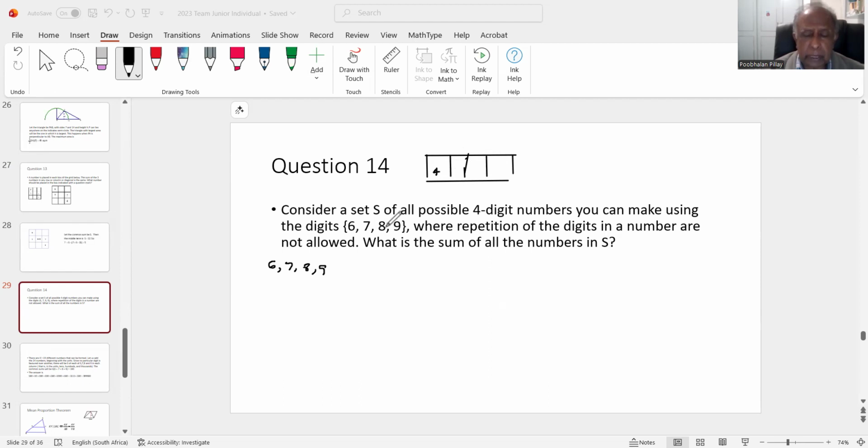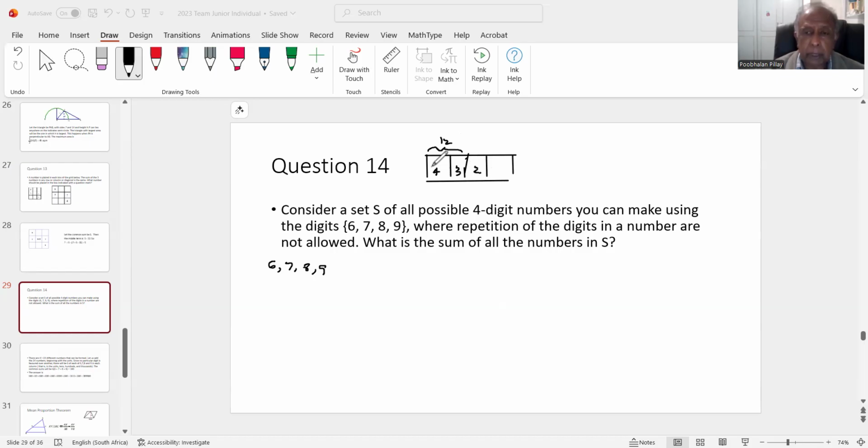And once you choose the first number, not allowed to choose it again. Repetition of the digits is not allowed. So the second number can only be chosen in 3 ways. You can't choose the very first one. So the first 2 numbers can be chosen in 12 ways. For each choice of the first, you got 3 choices of the second. Right? The third number can be chosen in 2 ways. You're not allowed to choose either of these.